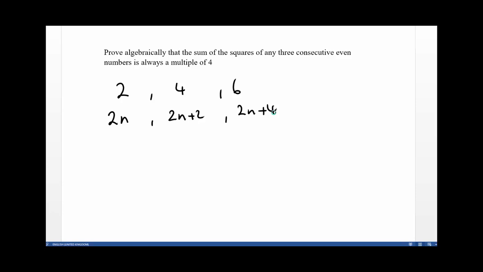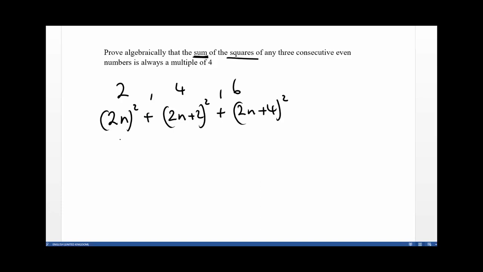So they're saying here that the sum, so we're going to be adding them, of the squares, we're going to also be squaring them. So let's get rid of these commas. Okay, let's put some brackets here and square that. Brackets here, square that. Brackets here, square that. And we're adding these 3 numbers together.